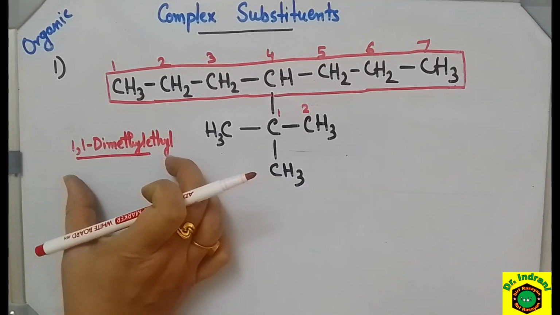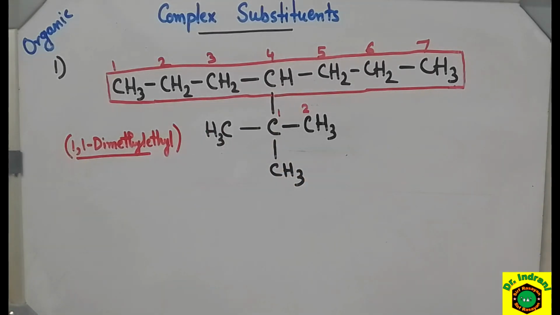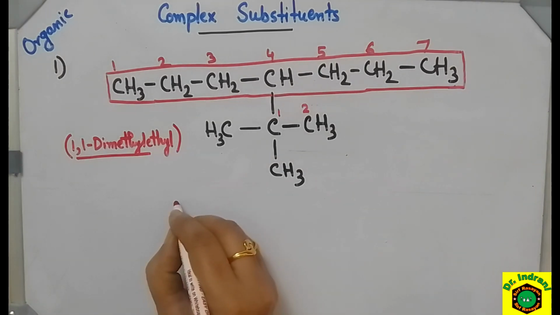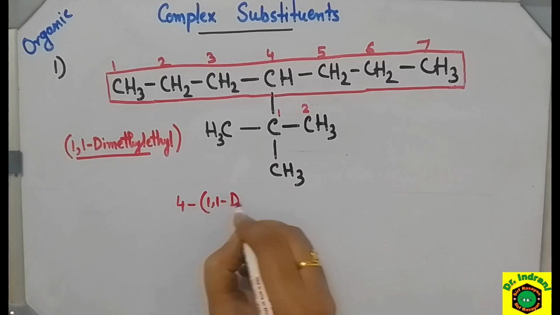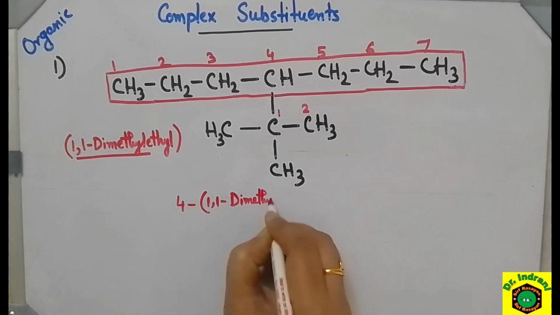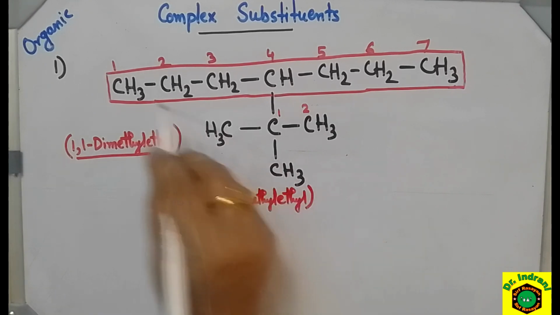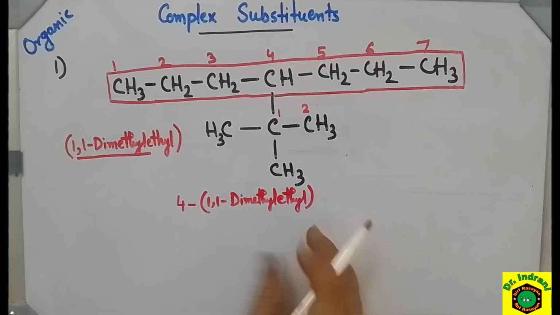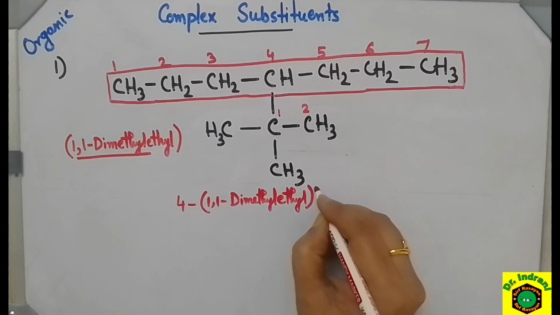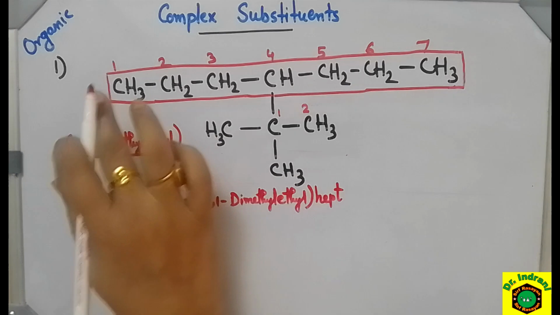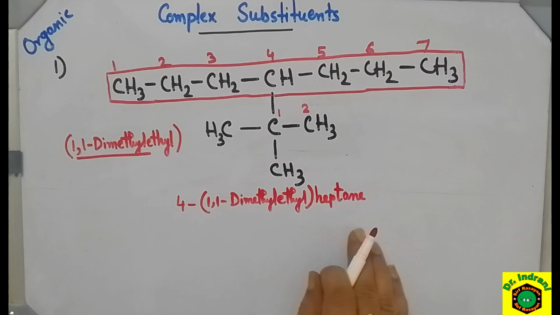And that thing you have to write in brackets. So at 4 position it is there. So you have to write the IUPAC name: 4, 1, 1, dimethyl, ethyl, close the bracket, and the parent chain is having 7 carbon atoms. So this is your secondary prefix. After that, what is the word root? Hept. And since it is saturated, so N as primary suffix. This is your IUPAC name.